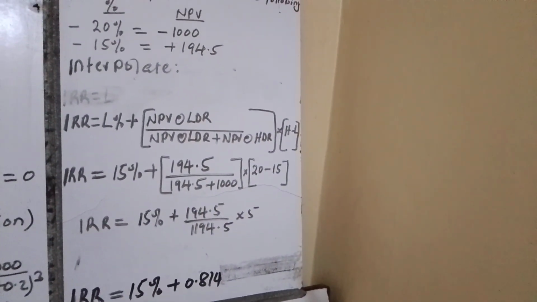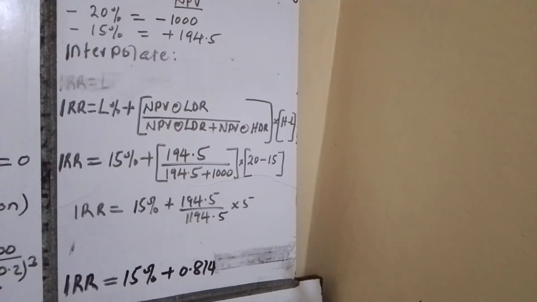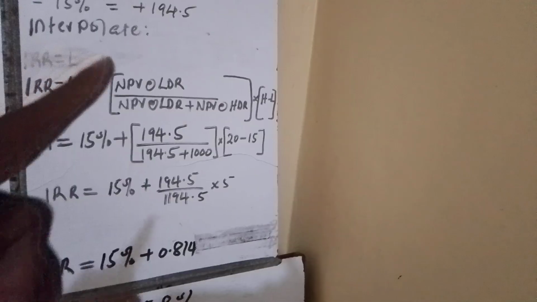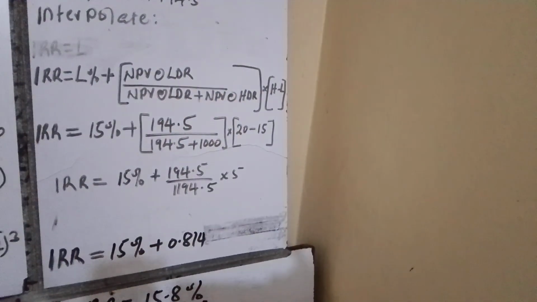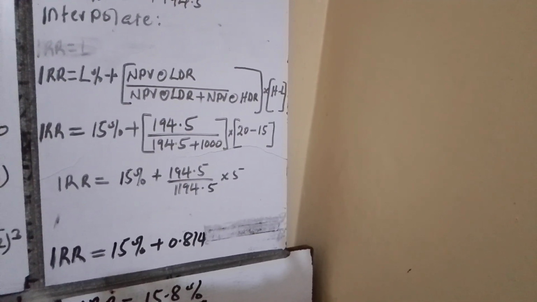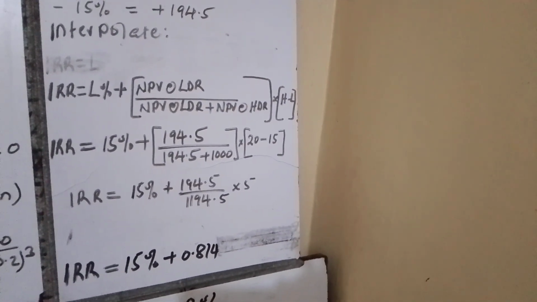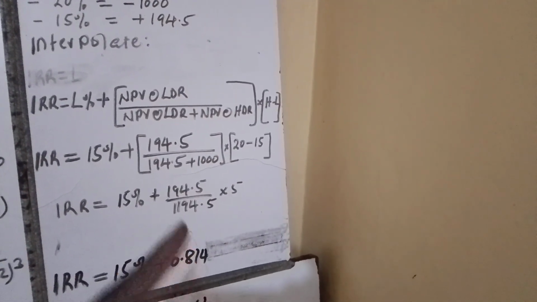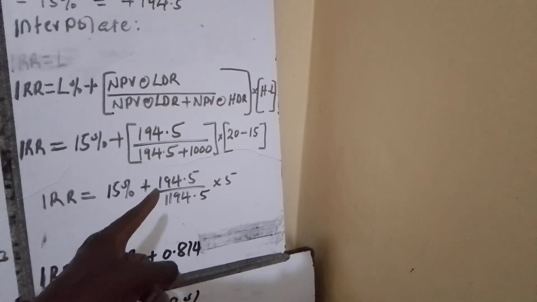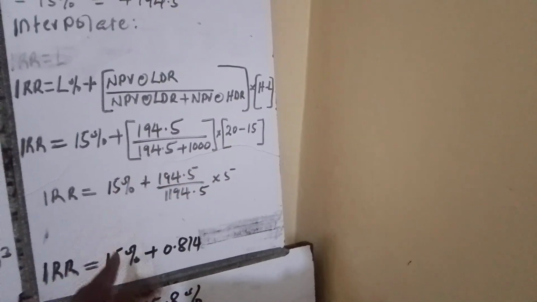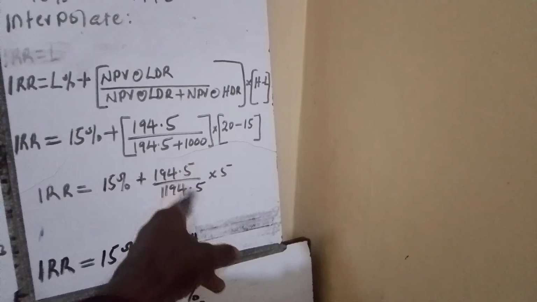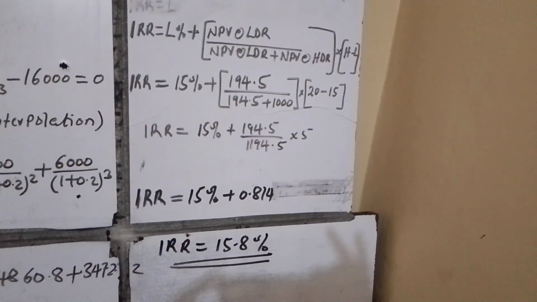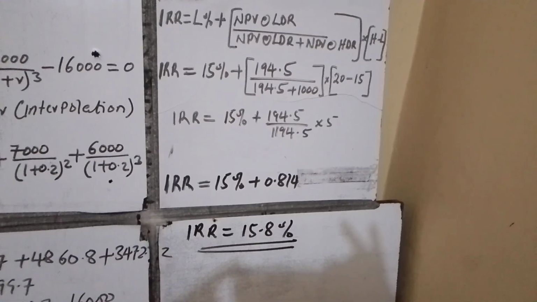The higher rate of 20% gives us what? 1,000. So just ignore the negative sign. Then you multiply by, you remember our formula, H minus L, the higher rate minus the lower rate. The higher rate was 20 minus the lower rate of 15. So if you work out that part, you get 15% plus 0.814. So IRR is 15.8%.